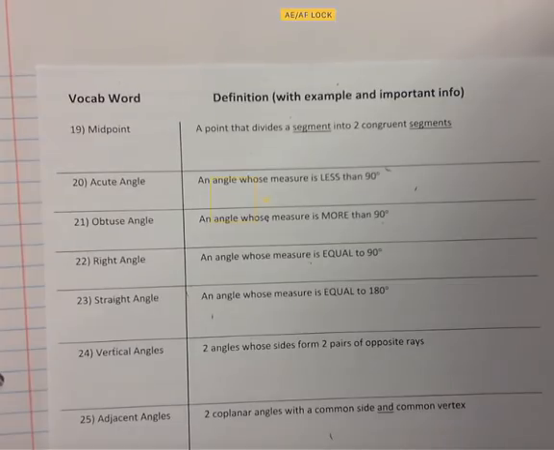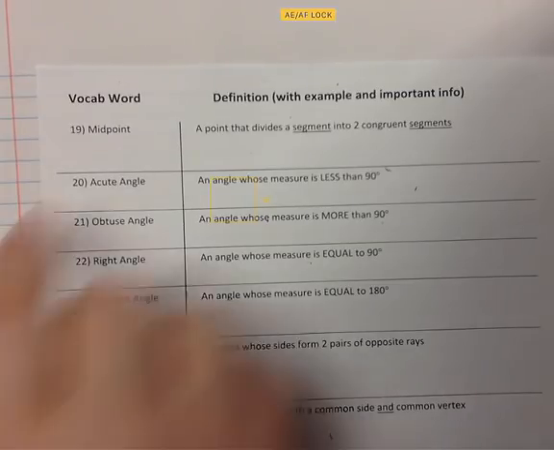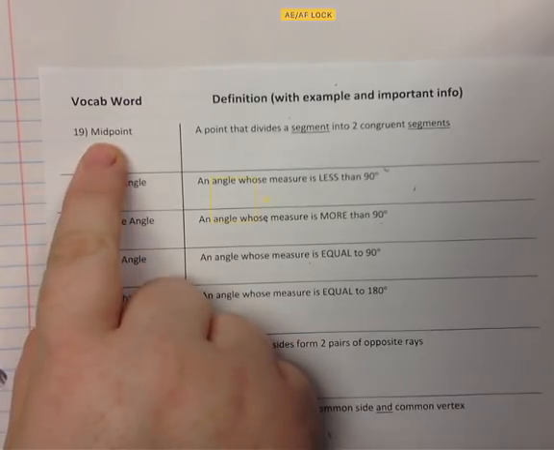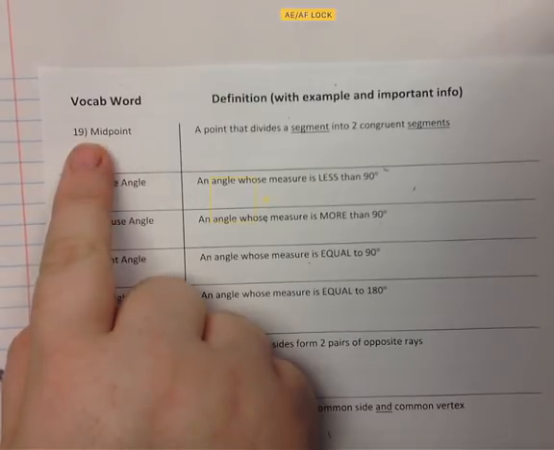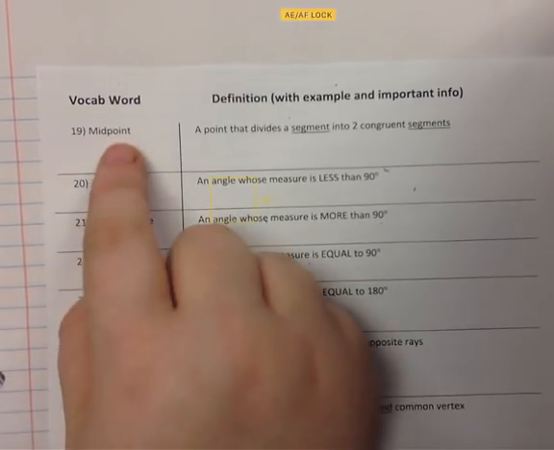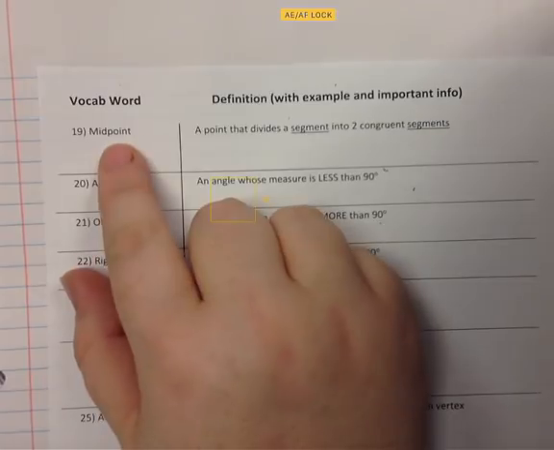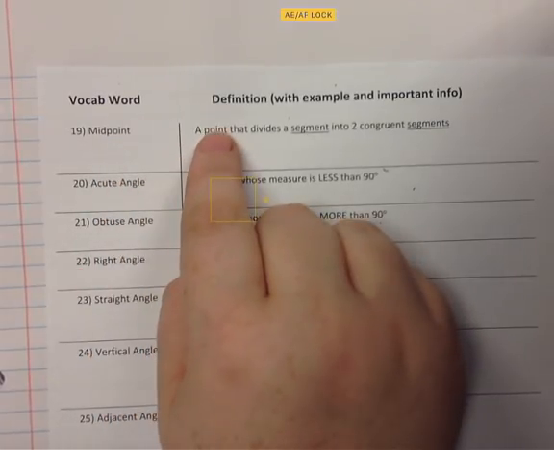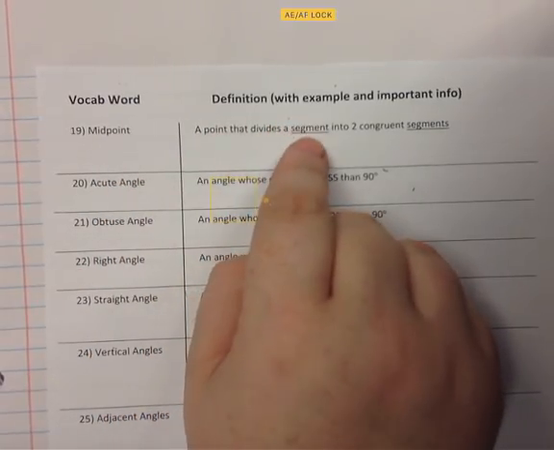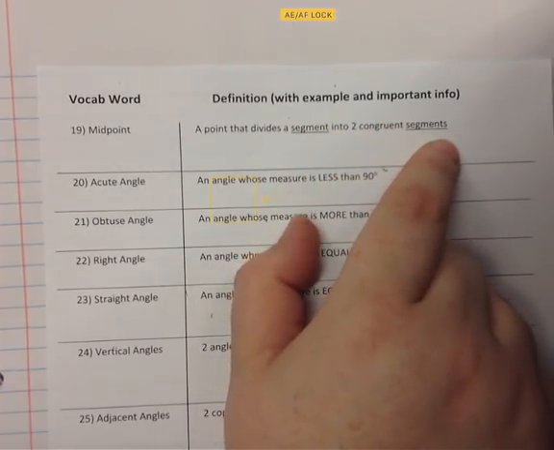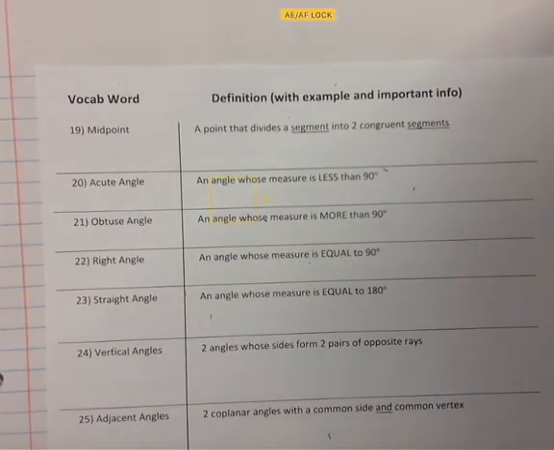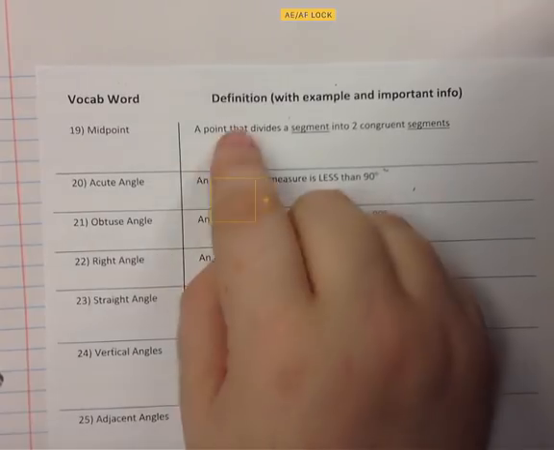This video is continuing geometry vocabulary. This word is midpoint. I just spoke in the last video about bisect. Midpoint is also going to cut something in half. However, midpoint is a point that divides a segment into two congruent segments. That means you cannot have an angle midpoint.